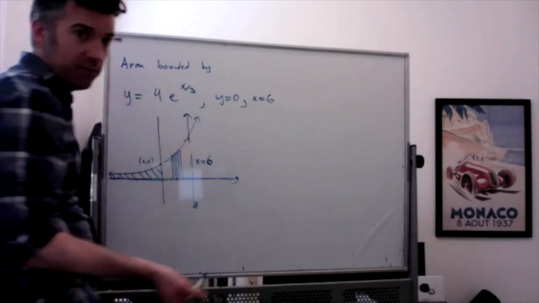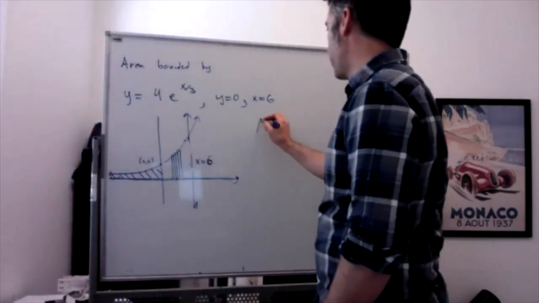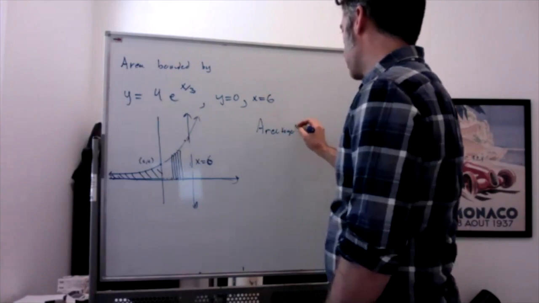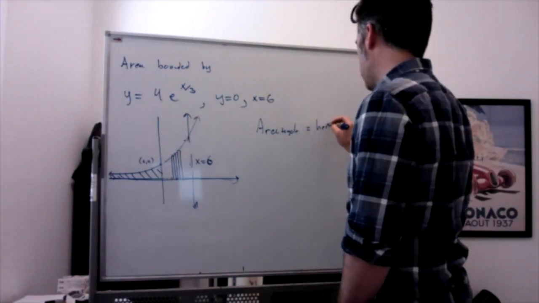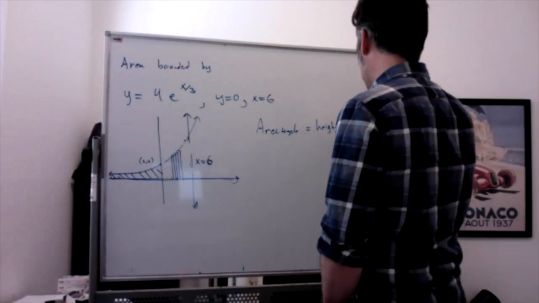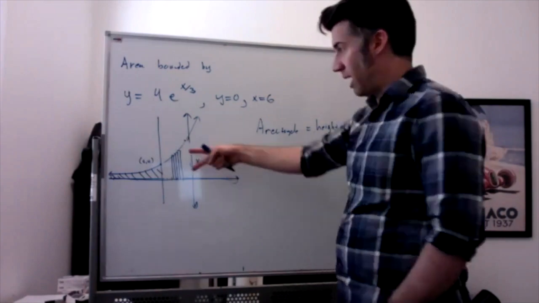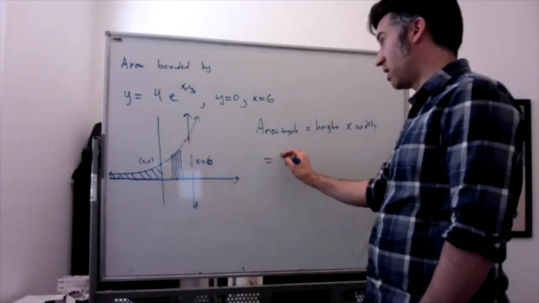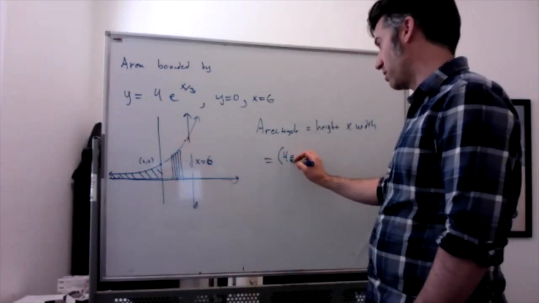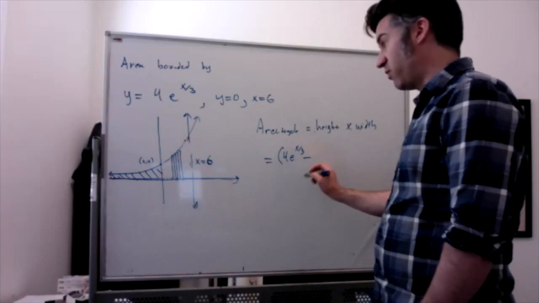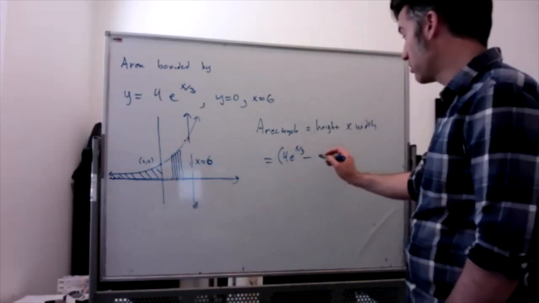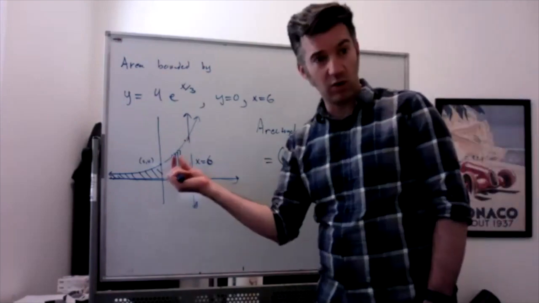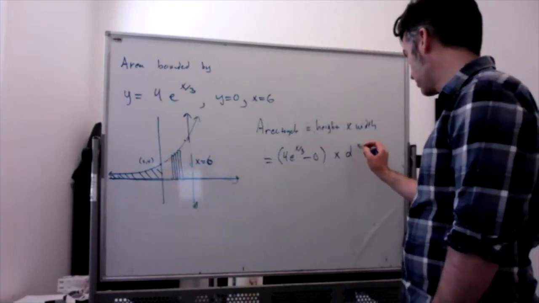Right? I need to draw all of them. But the area of one of my rectangles is the height times the width. The height of the rectangle is the top function minus the bottom function. So that's going to be, the top function is 4e to the x over 3. The bottom function is y equals 0. And the width of each rectangle is a small change in x, which is your dx.